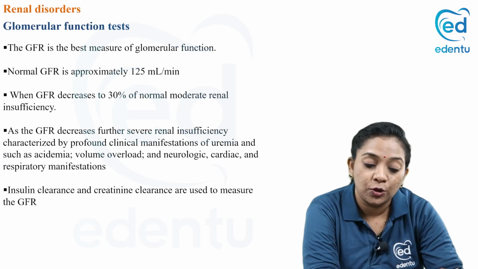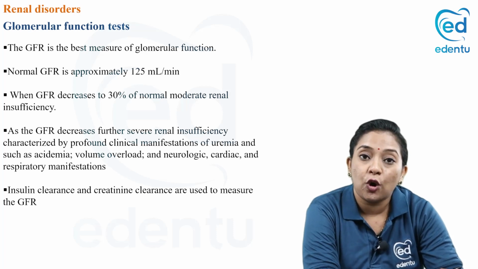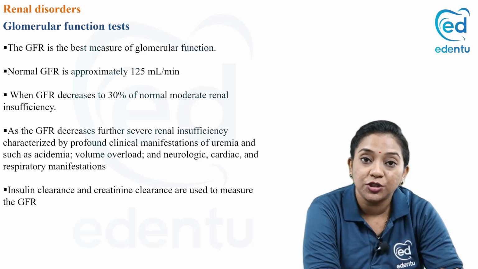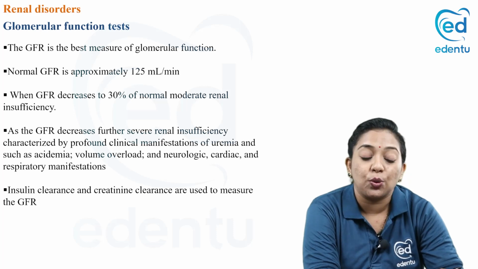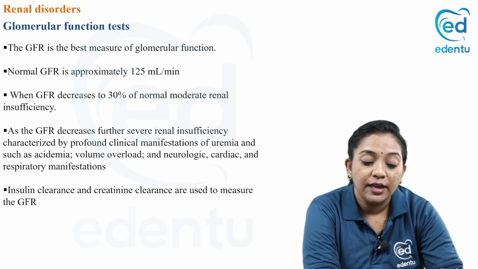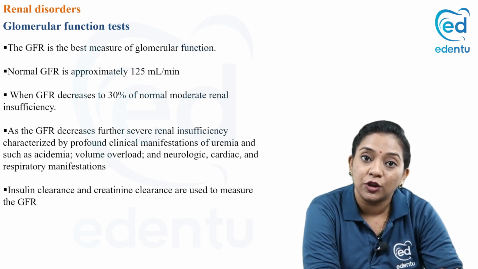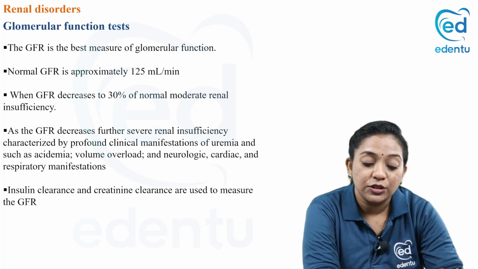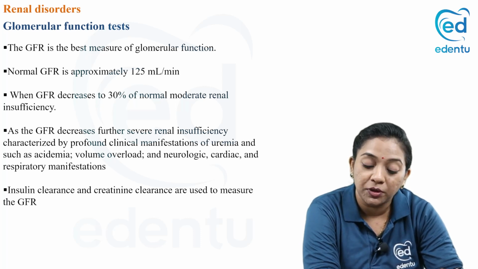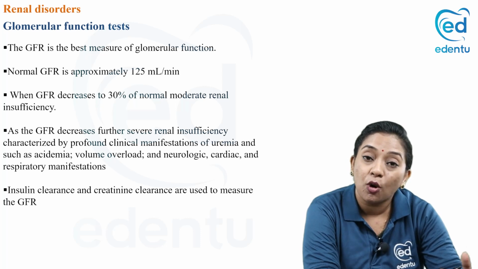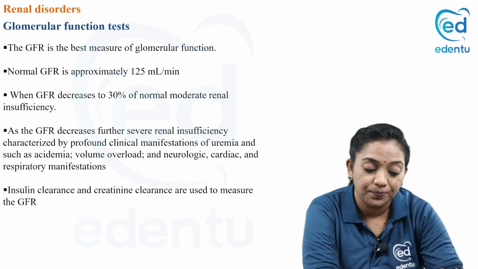Then comes the glomerular function test. The normal range of GFR is 120 ml per minute. So when we test GFR, the patient has to be having a normal range of GFR. When it goes below 30%, there is a moderate renal insufficiency.